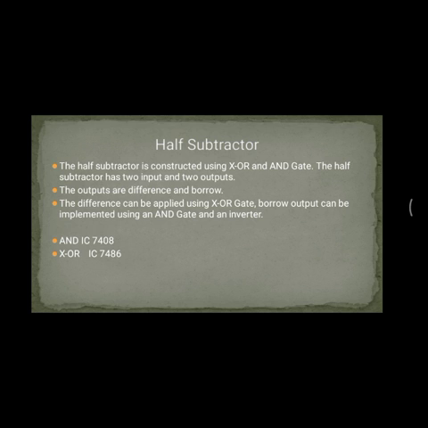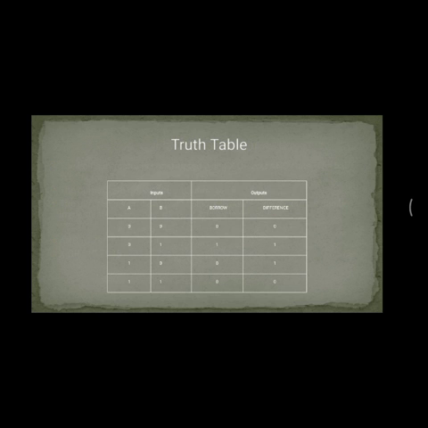The difference can be implemented using an XOR gate. Borrow output can be implemented using an AND gate and an inverter. This is the truth table of a half subtractor. Before, for a half adder we get sum and carry. For the subtractor we get borrow and difference.